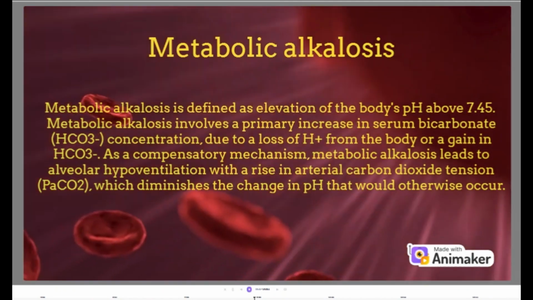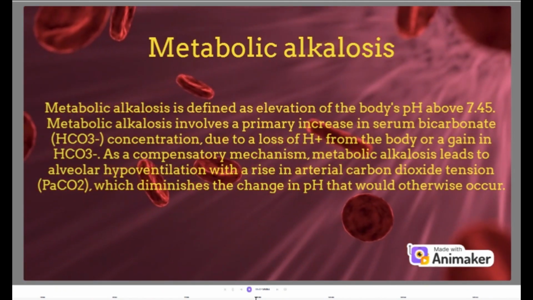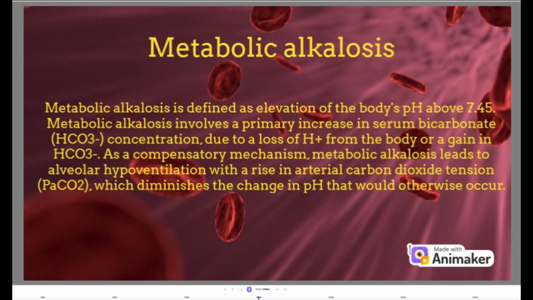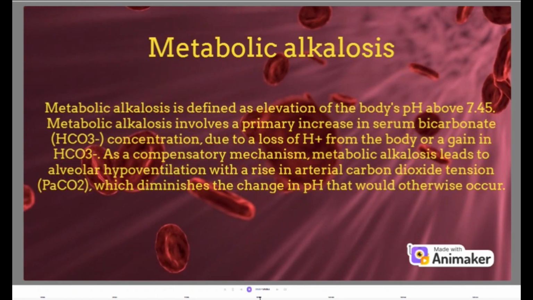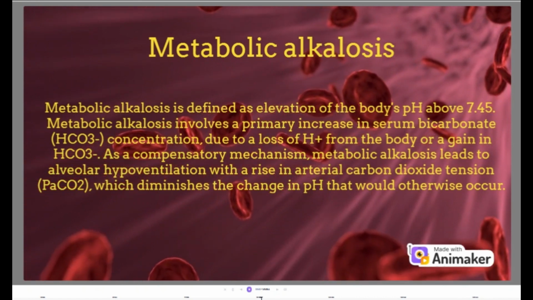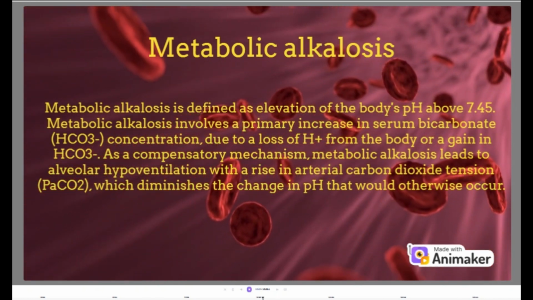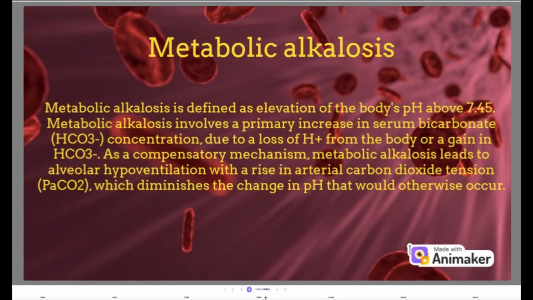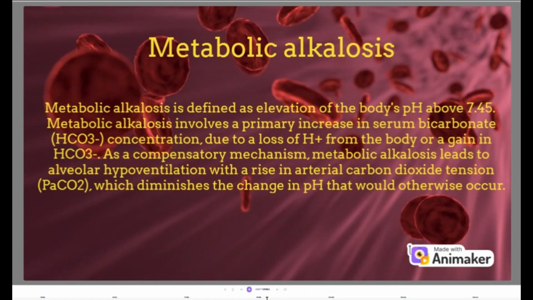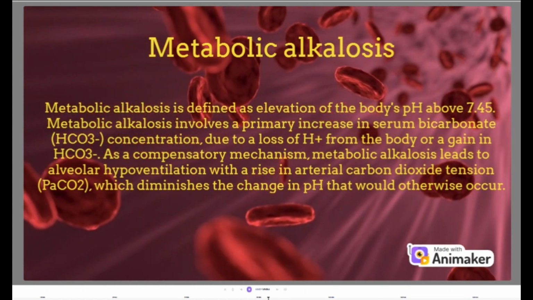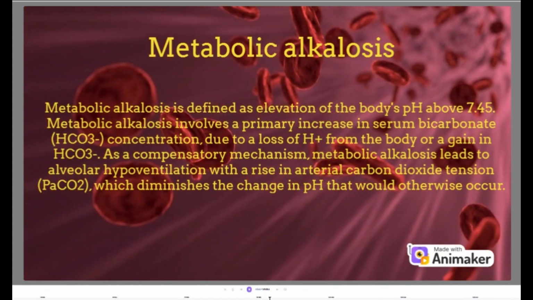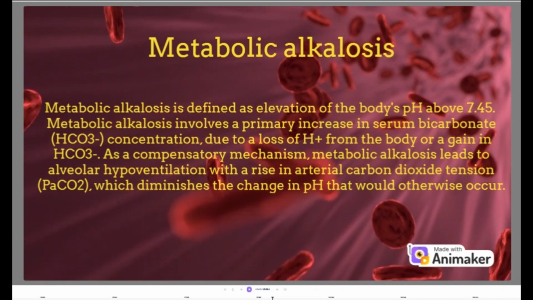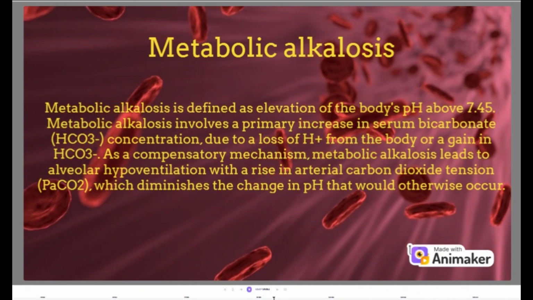Metabolic alkalosis. Metabolic alkalosis is defined as elevation of the body's pH above 7.45. Metabolic alkalosis involves a primary increase in serum bicarbonate, HCO3, concentration, due to a loss of H+ from the body or a gain in HCO3. As a compensatory mechanism, metabolic alkalosis leads to alveolar hypoventilation with a rise in arterial carbon dioxide tension, PaCO2, which diminishes the change in pH that would otherwise occur.